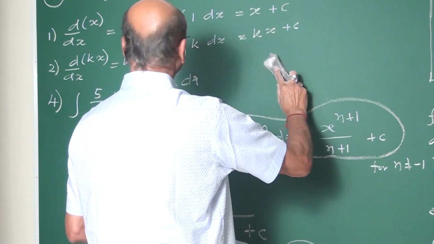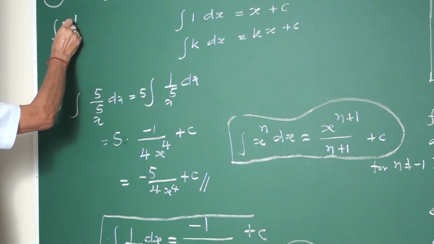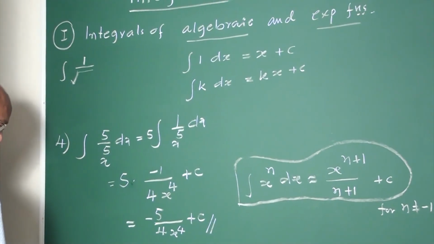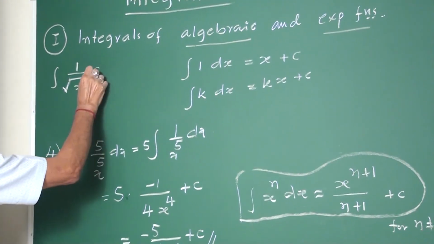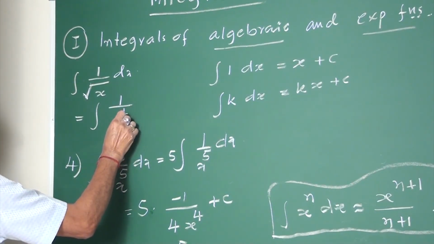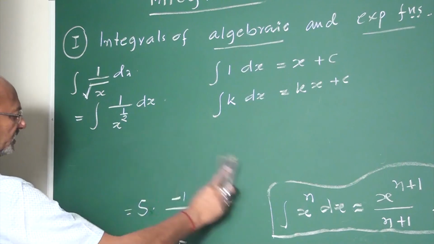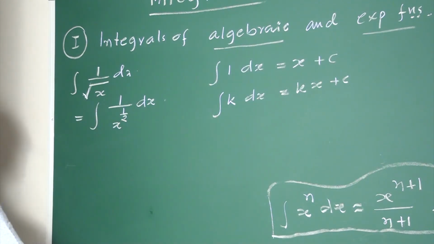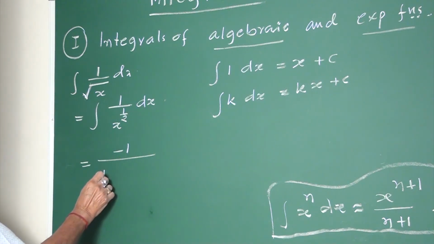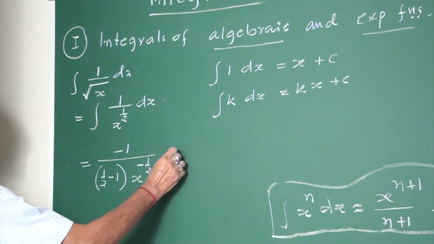That one more is integral of 1 upon root x with respect to x. See, my friend. First, write that root in the fraction form. Apply the formula. What is the formula? Minus 1 upon n minus 1. What is n? Half. Minus 1 into the same power. Half minus 1 is minus half.